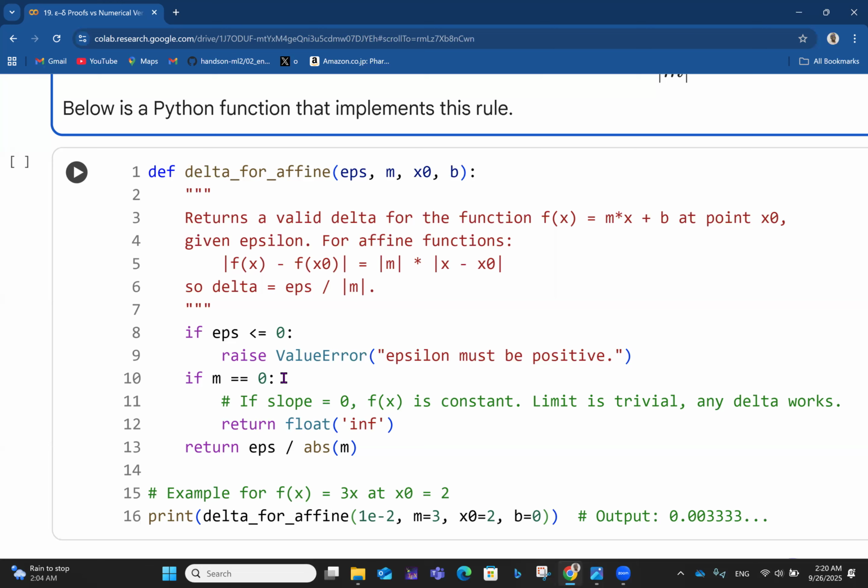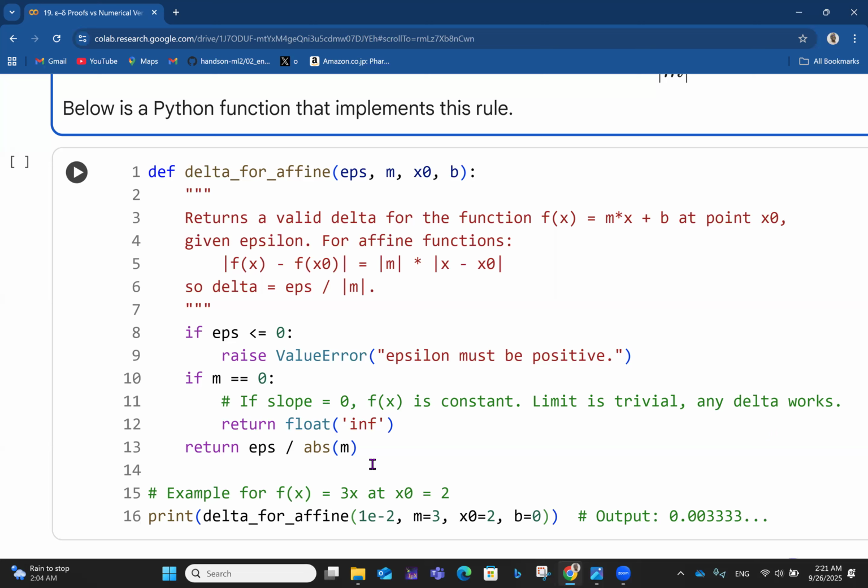So if m is equal to 0, that's this absolute value now. Then you say if slope is equal to 0, f of x is constant simply because m is 0. So slope is constant, which means f of x is b. So limits in that case will be trivial and any delta would work in that situation. And then we can return float inf, and otherwise we return epsilon over absolute value of m.